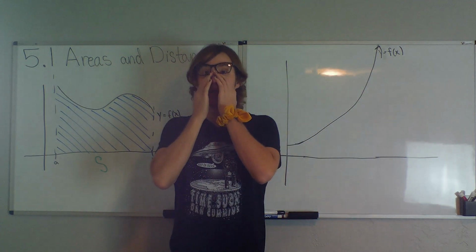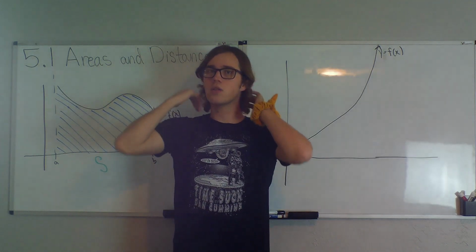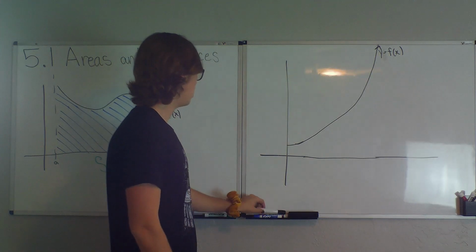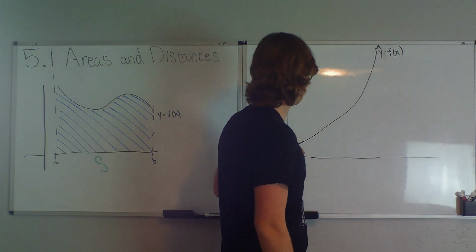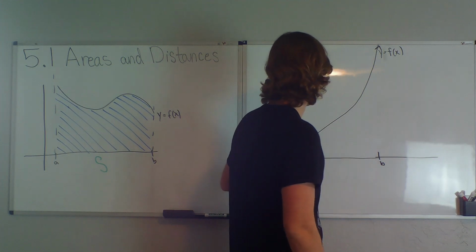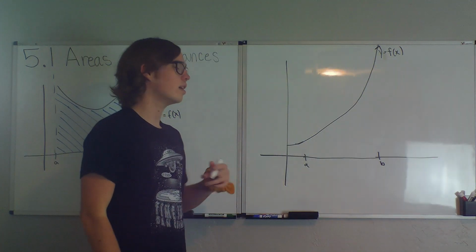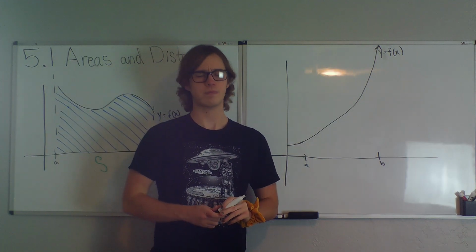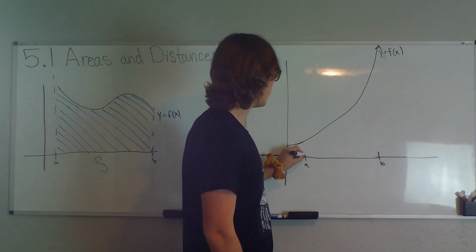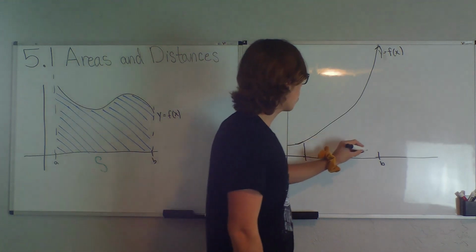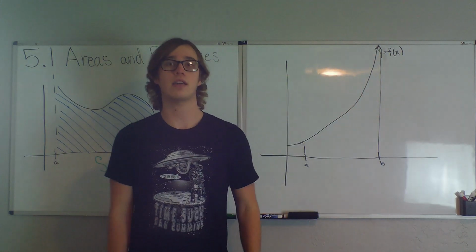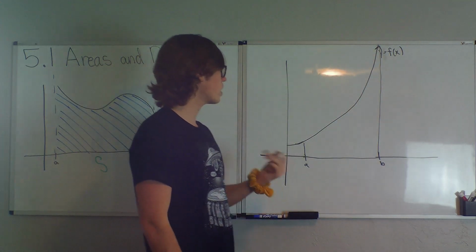But this is where 2B comes in. And we can start with estimating our area. And how can we estimate our area? Well, if we want to estimate the area between, let's say, A and B, under a curve, we could split the graph into rectangles. Why rectangles? Well, rectangles are easy because we know how to calculate the area of a rectangle. It's base times height.